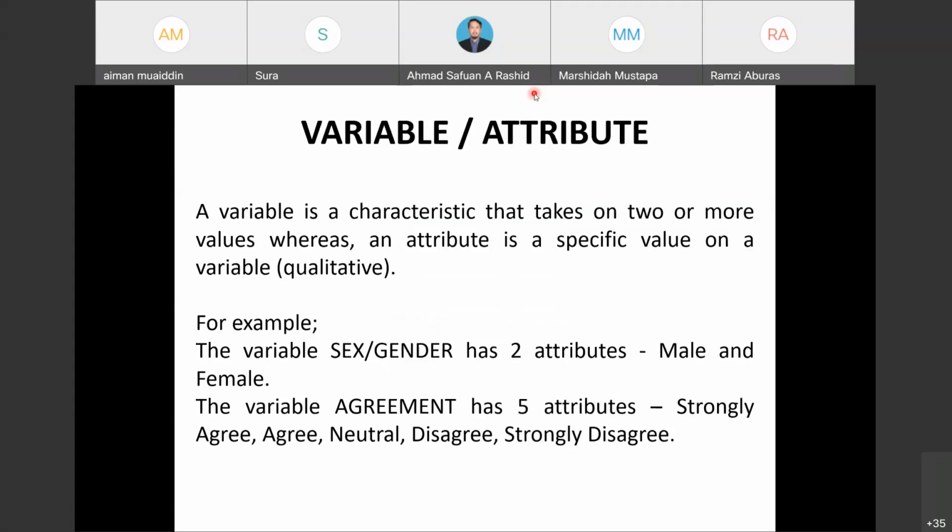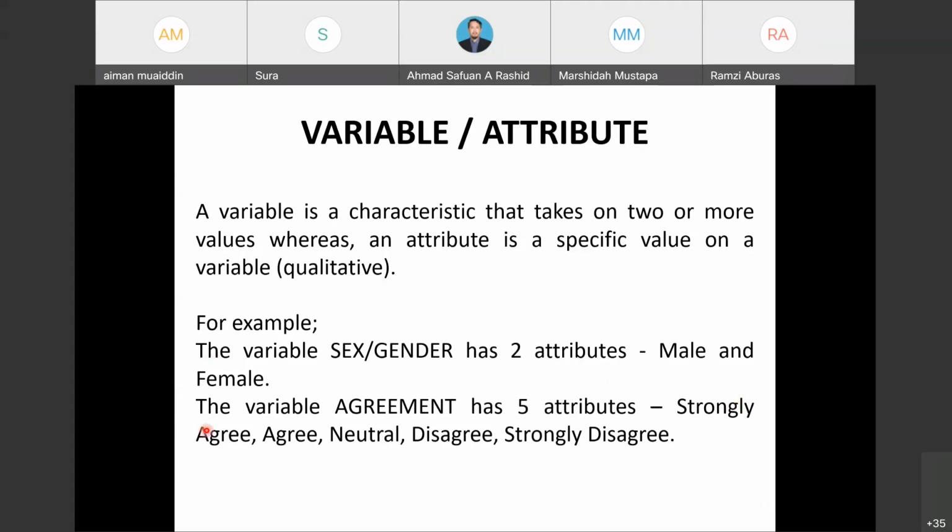So a variable is a characteristic that can take on two or more values, whereas an attribute is a specific value of a qualitative variable. For example, the variable gender has two attributes, male and female. The variable agreement has five attributes: strongly agree, agree, neutral, disagree, strongly disagree.